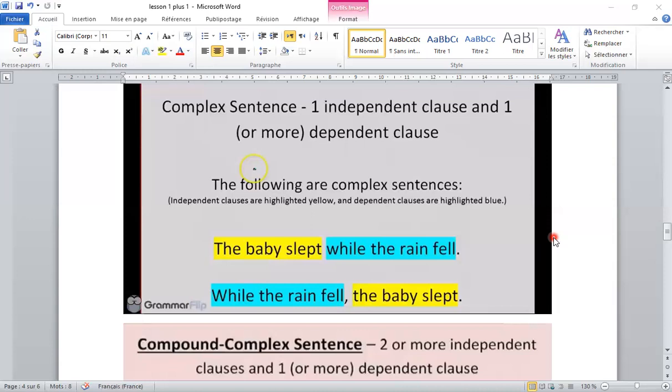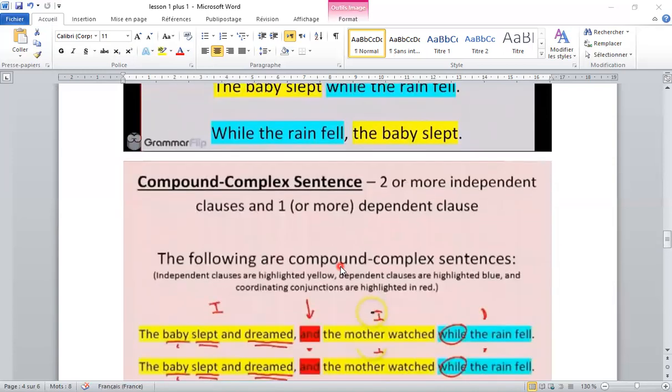While the rain fell, the baby slept. إذن هذا لا يغير شيء من الجملة. Even if we swap, we change the place of the sentences, the main idea, the baby slept, is the main clause or independent clause. So the subordinate clause is while the rain fell. This is an example of a complex sentence, okay?